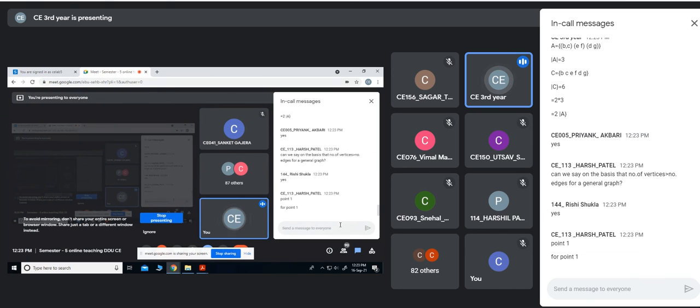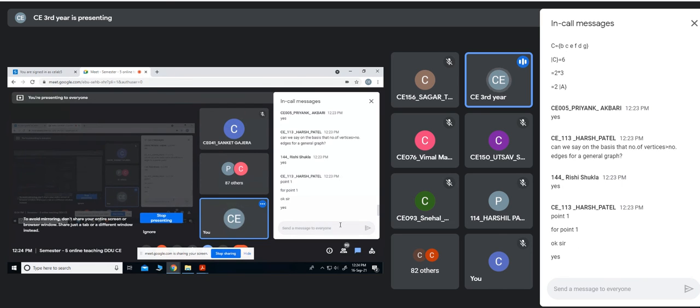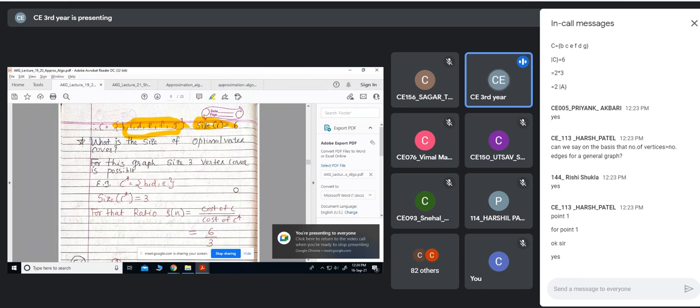See, Harsh, actually, this algorithm will work for any graph, irrespective of the structure of the graph. So generally, you can have that type of graph. But even if it is not there, still this algorithm will work. Are you getting what I am saying? Okay, so the second point is clear.